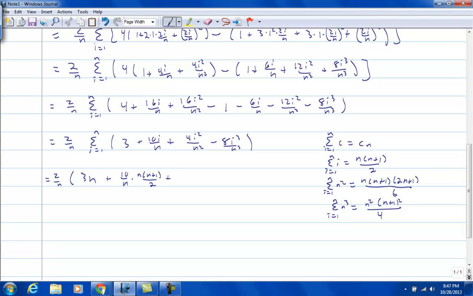Plus, then we have our 4 over n squared, times the sum of i squared. That's going to be n times n plus 1 times 2n plus 1 all over 6. And then minus 8 over n cubed times the sum of i cubed. And that's going to be n squared times n plus 1 squared all over 4.